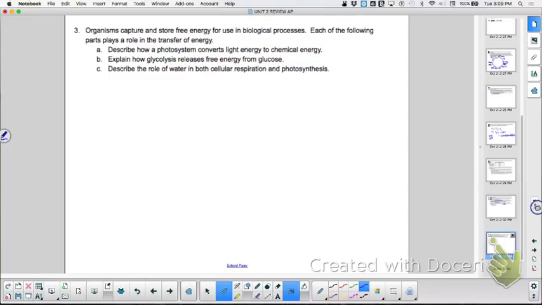B, explain how glycolysis releases free energy from the glucose. Okay. Describe the role of water in both cellular respiration and photosynthesis. Could you do that? Yeah, of course you could.